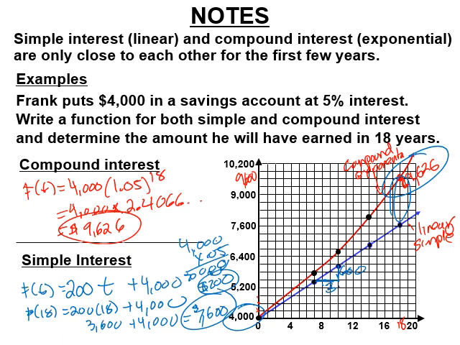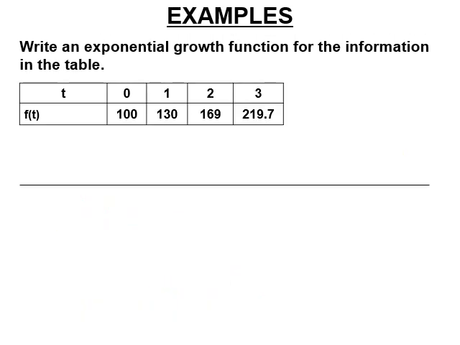It's at 9,626. So let's write an exponential growth function. So we're using f of t, right? The y-intercept goes first. So you know what the y-intercept is. In this case, t equals 0. So we're starting at 100.